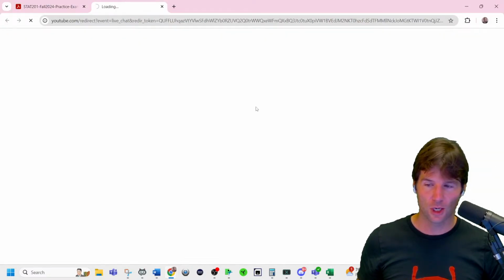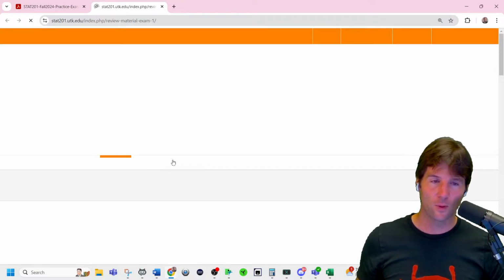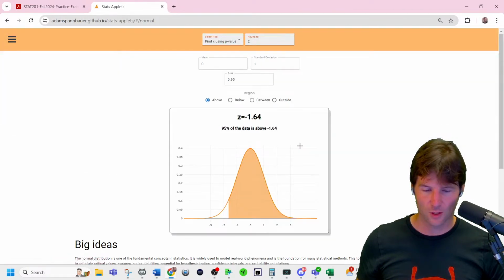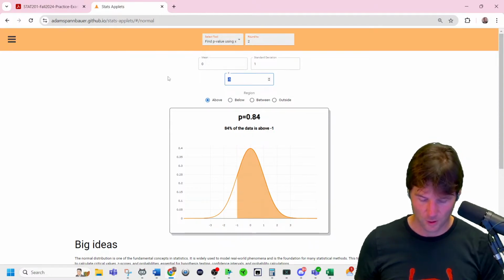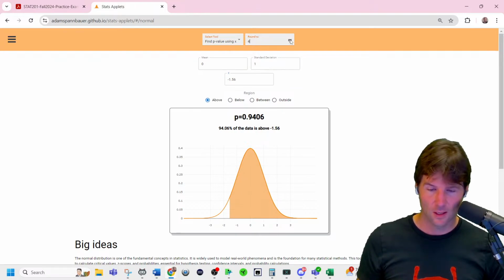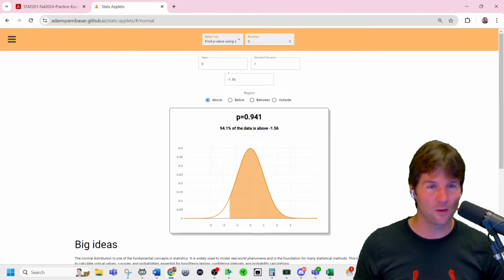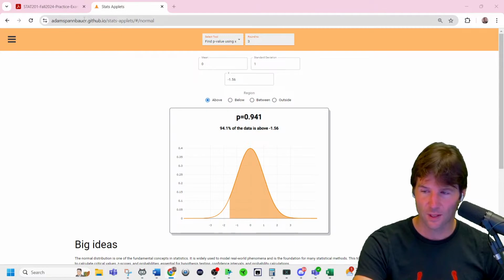And you can even check your answer to see that you got the right answer by going here. I went to review, distribution applet, normal. Then you go to find the percent, and we go to -1.56. And there it is right there. It's close because we rounded the numbers. Yeah, it's between 84 and 97.5. And that number is between 84 and 97.5.